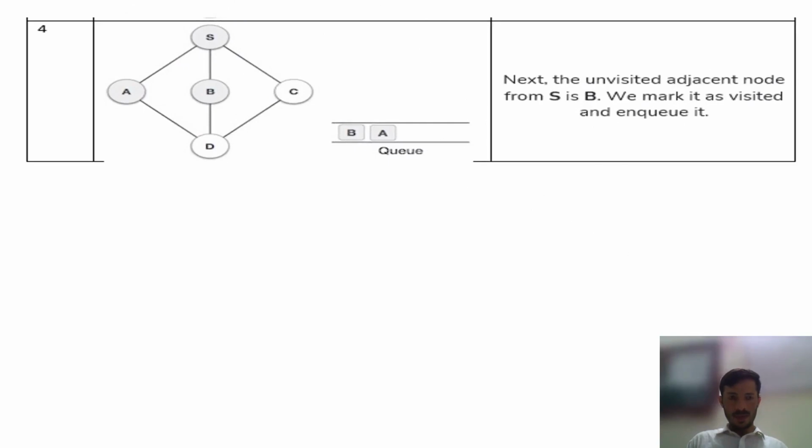In the fourth step we have just this shape, and next the unvisited adjacent node from S is B. Here this is B, the unvisited adjacent node from S. We mark it as visited and enqueue it here.